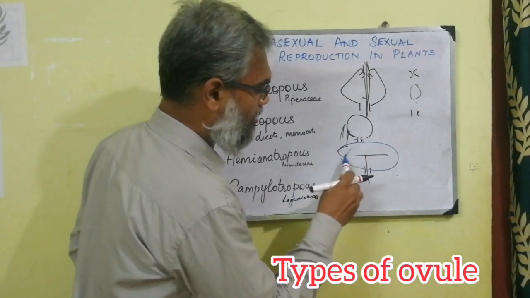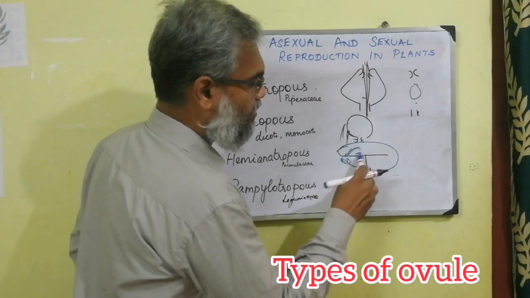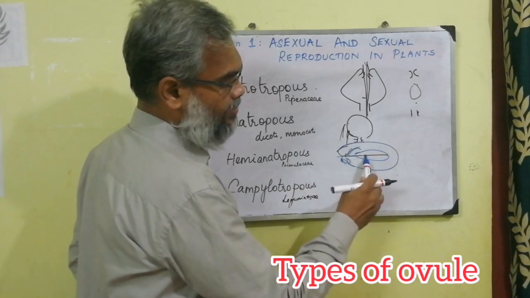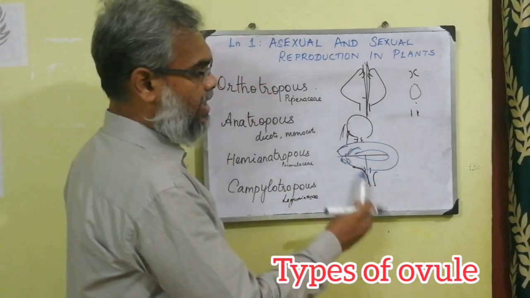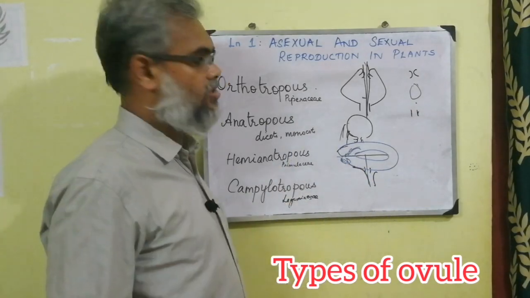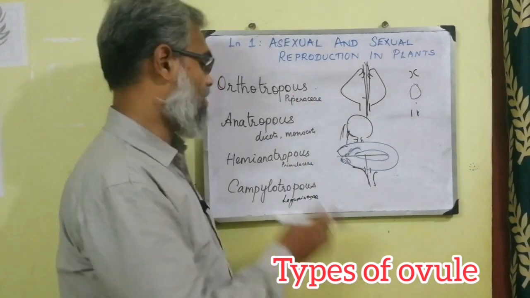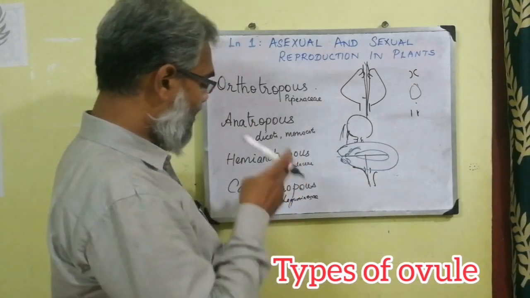So micropyle will be present here, micropyle will be here, embryo sac will be here. The funicle will be present here. So they are held at right angle, that is said to be hemianatropous. You remember orthotropous is a totally straight line, but here in hemianatropous, it is held at right angle.